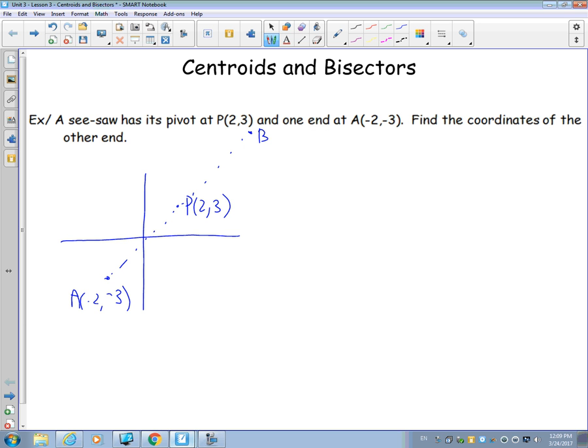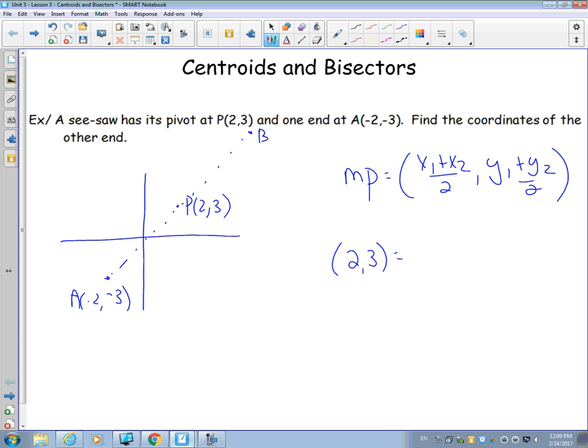Now, because P is in the middle, we can use the idea of midpoint. Our midpoint formula was (x1 plus x2) over 2 and (y1 plus y2) over 2. We know when we have formulas, we can fill stuff in and solve the parts we don't have. We're told the midpoint's at (2, 3). We're told one point is at -2, but we don't know the other x, so let's put it as x. We know one of the y's is -3, but we don't know the other y.